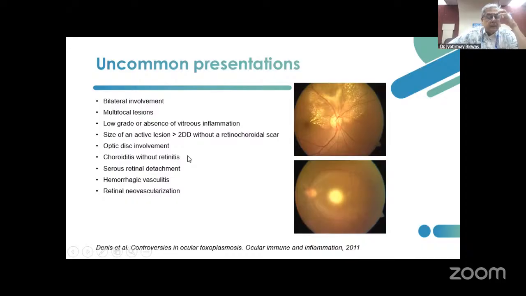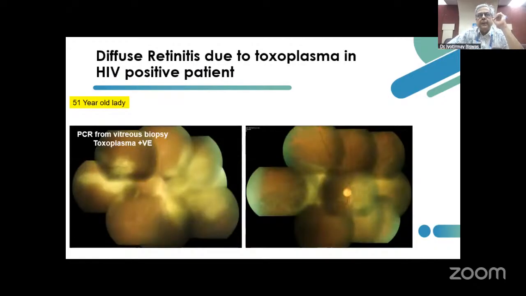Optic disc involvement can be there. Choroiditis without retinitis, serous retinal detachment, hemorrhagic vasculitis, and retinal neovascularization are very, very rare. But most common is focal retinochoroiditis with the headlight in the fog appearance. There should be a localized vitreous haze. If you don't see vitreous haze, you need to revise the diagnosis of toxoplasma.